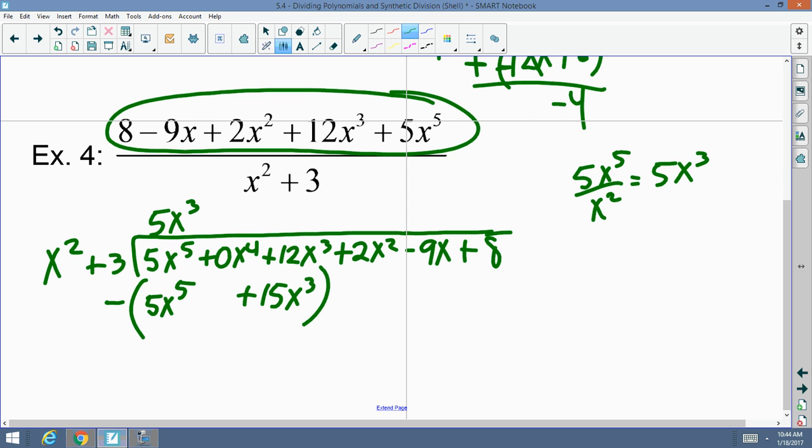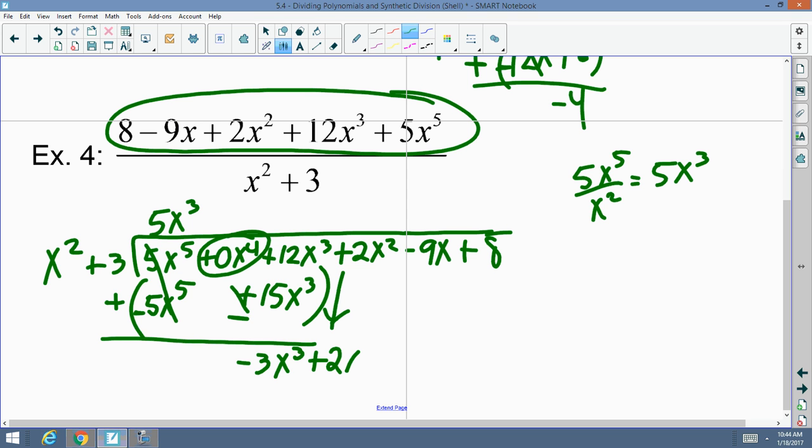Did I need this term in this particular example? Not, because it didn't give me an x to the 4th, but I like to have it there just in case so you could line it up. So now I distribute the negative. This cancels, and 12x cubed minus 15x cubed is negative 3x cubed. I drop the 2x squared, and then I'm going to continue. But before I do, does everyone see where I am?